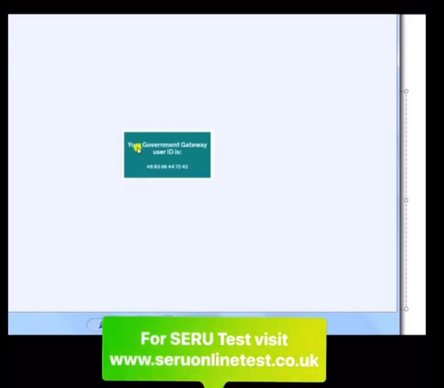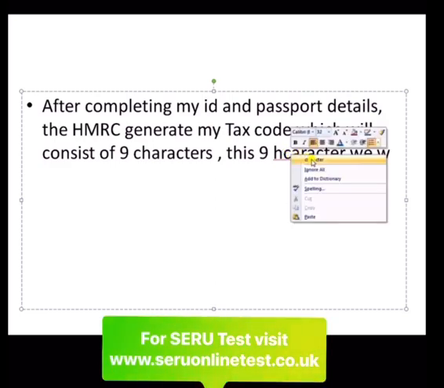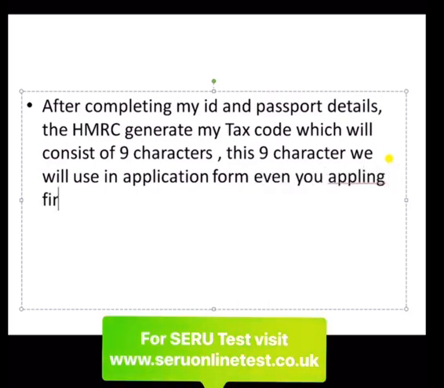This goes with the gateway code I mentioned earlier. Whenever you're making your application, you need to provide the gateway code first, and after the gateway code, when you complete your ID check, they will give you the option to generate your tax code. When you click on generate tax code, you will get the 9 characters. You can use the 9 characters in your application form. Without the tax code, I don't think they can accept your application. They're gonna return the application or send you an email, please resend your tax code. So you have to provide the tax code.